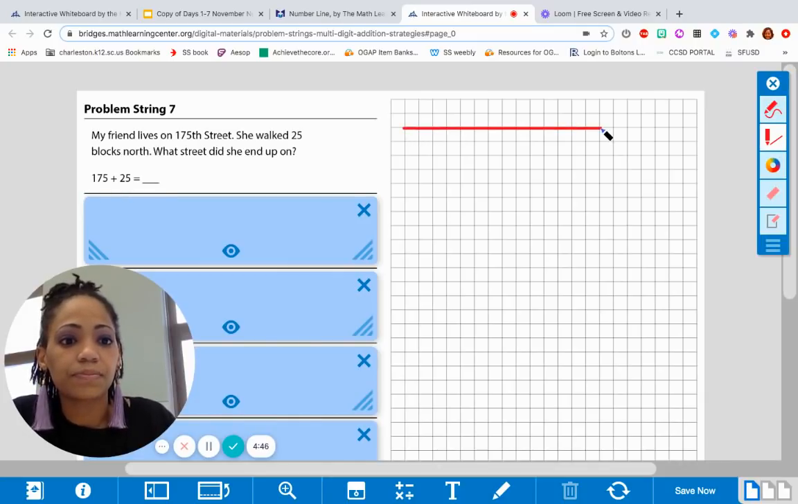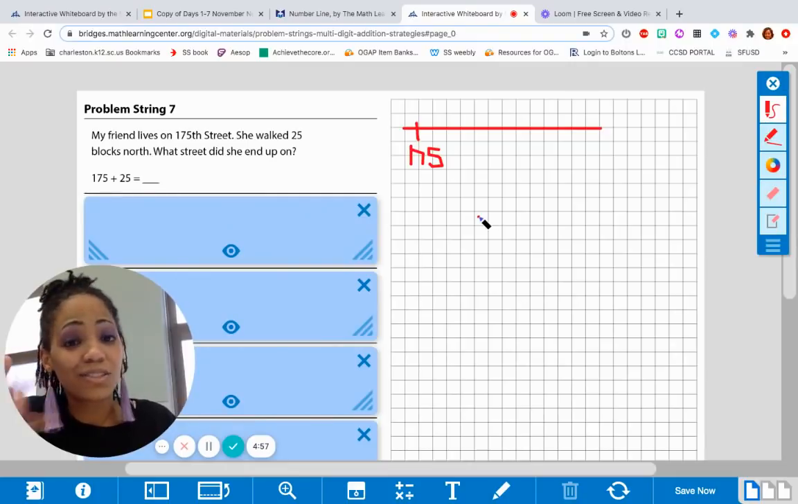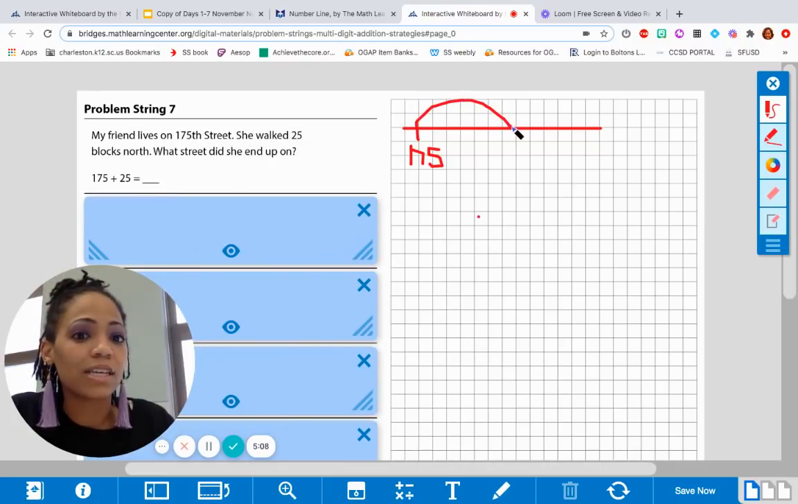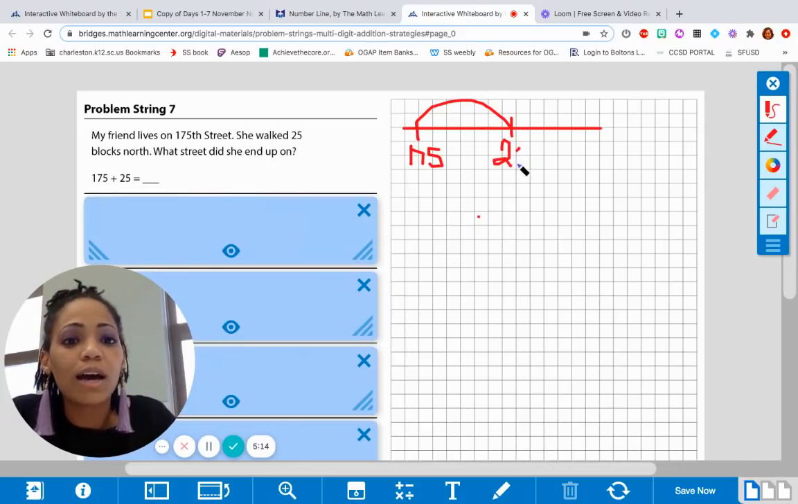175th Street. So I'm going to start my number line here, and I'm going to mark this as 175. Because I can start an open number line at the number that I need. I don't have to start from 0. Did you know that? I sure hope so. All right, so if I'm adding 25, we can think about that as $1.75. And I'm adding 25 cents. I end up with $2, which is 200 cents. Okay, so 175 plus 25 is 200. Are we good?